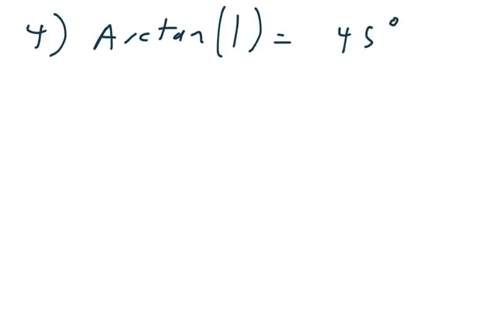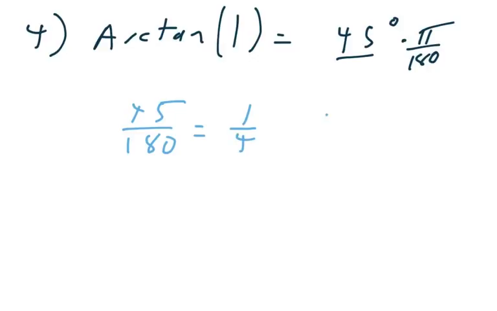For problem number 4, arctangent of 1, put it into your calculator, you get the answer of 45 degrees. Now multiply that by pi over 180. When we do 45 over 180 in our calculator, we get 1/4. So the answer turns out to be pi over 4.